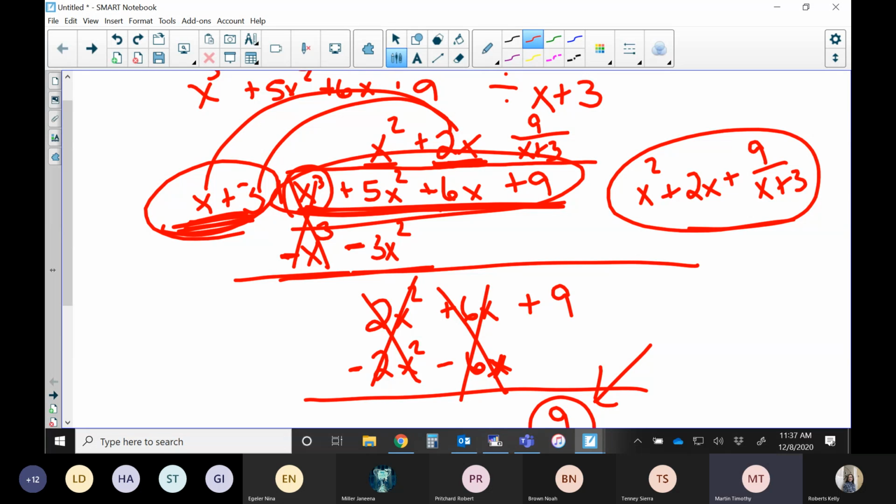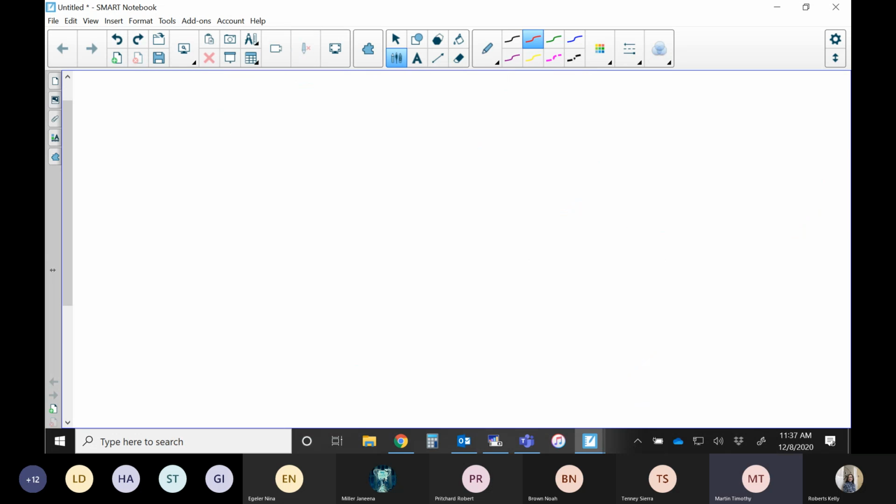Now remember, every number can go into any number. But if it goes into it with no remainder, that's when we call it a factor. That's a special number. Next example.